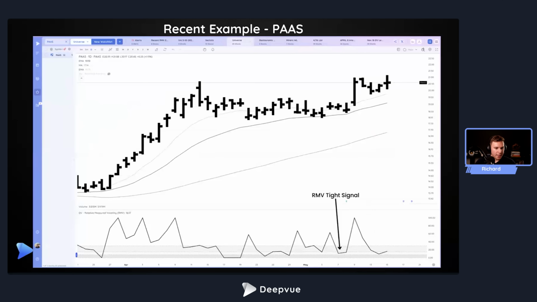All right, here's a very recent example of PAAS, the miner. And you can see the RMV tight signal right before this explosive move upwards. We get a nice drift down, these tight days here. We also see tightness here. That's highlighted in RMV. Even here is a little bit tight.